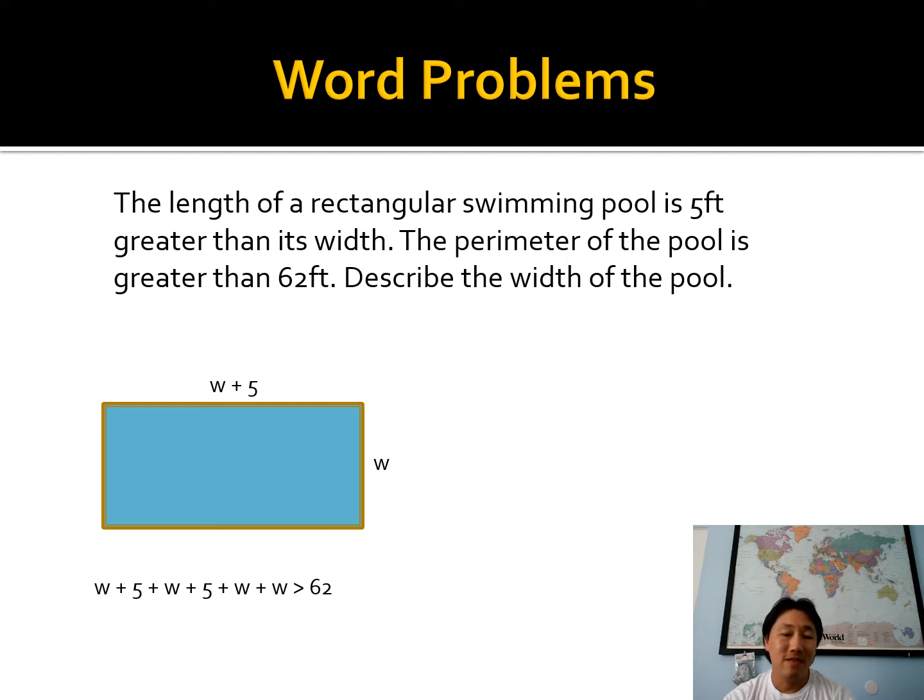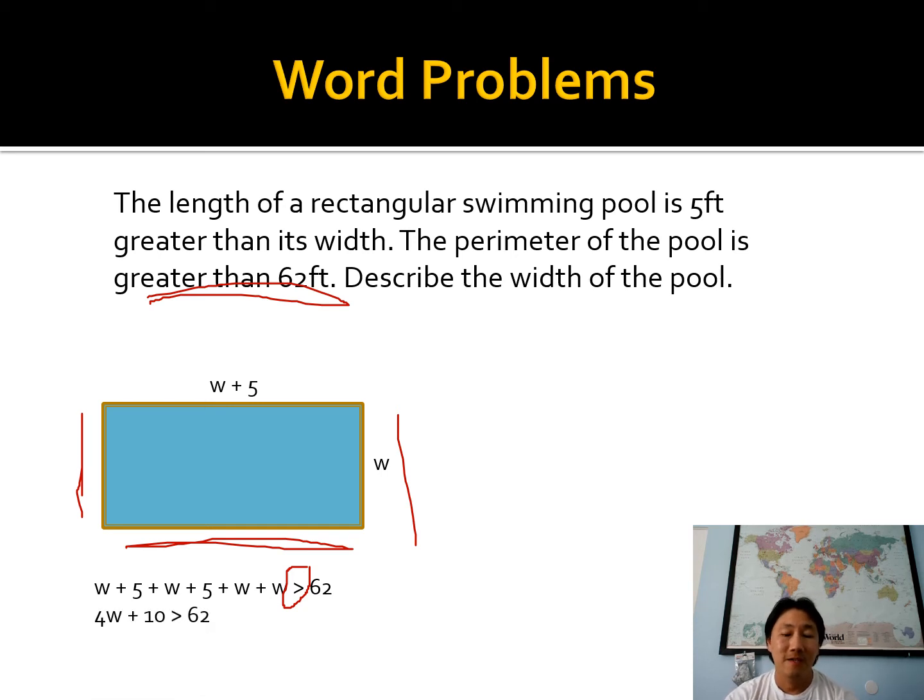W plus 5, and then there's another W plus 5 down here, and then add a W, and then there's another W over here. So when you add them together, it is greater than 62. Combine like terms, subtract the 10, divide by 4, you get the width is greater than 13. The width must be greater than 13 feet. All right.